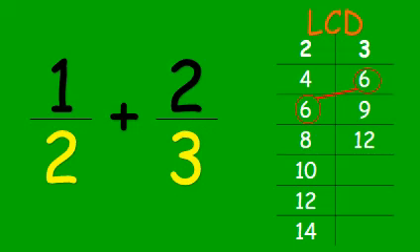Whilst getting your multiples, what did you multiply to 2 to get 6? 3. That is correct. Now, in order to change our denominator to equal 6, we are going to multiply 2 times 3, and then we are going to do the same thing to the numerator 1.